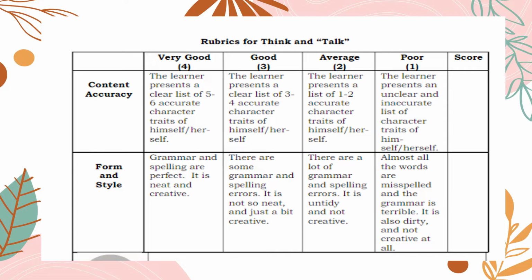Okay, so this is our rubrics for think and talk. So you can always follow the ones in the very good column for you to get 4 in these 2 categories. Okay, so if you got that 4 in that 2 categories, you will get 8 points. Okay, so I hope you will not get poor, which is only 1. Okay, so I know you can do it.